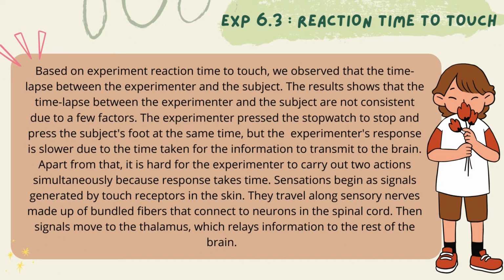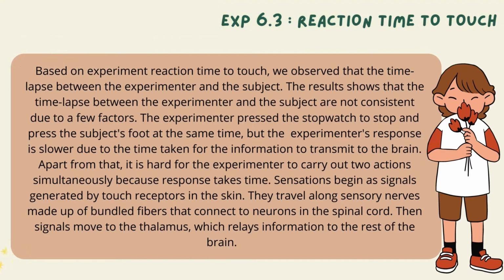Based on the experiment reaction time to touch, the results show that the time lapse between the experimenter and the subject is not consistent due to a few factors. The experimenter pressed the stopwatch to stop and pressed the subject's foot at the same time. But the subject's response is slower due to the time taken for the information to transmit to the brain. Sensation begins as signals generated by touch receptors in the skin, which travel along sensory nerves made up of spinal fibers that connect to neurons in the spinal cord. Then signals move to the thalamus, which relays information to the rest of the brain.